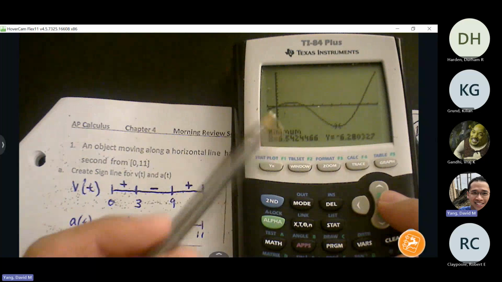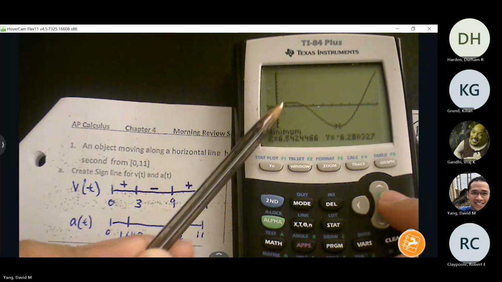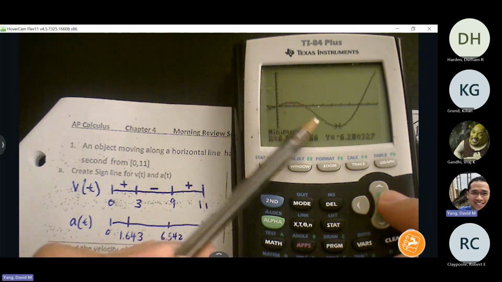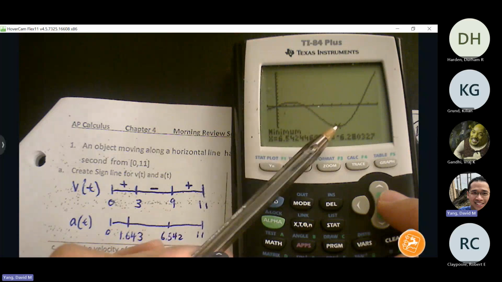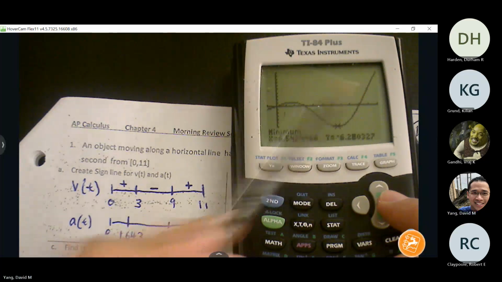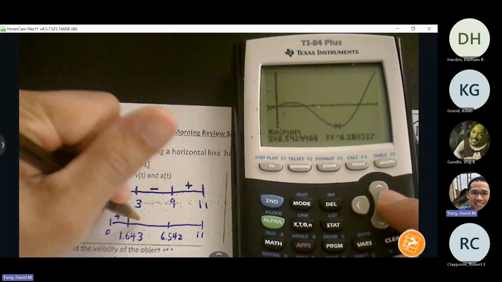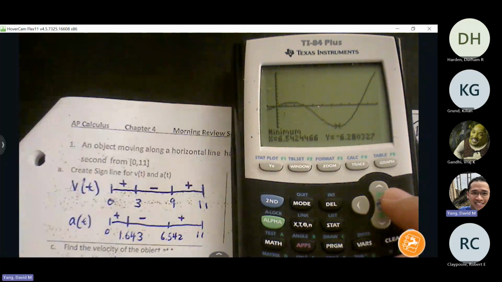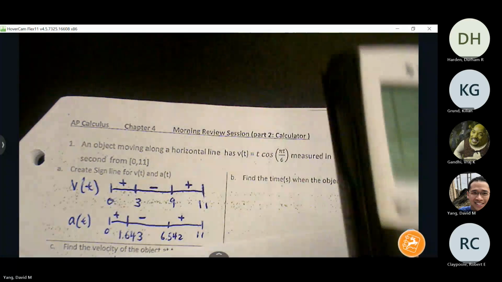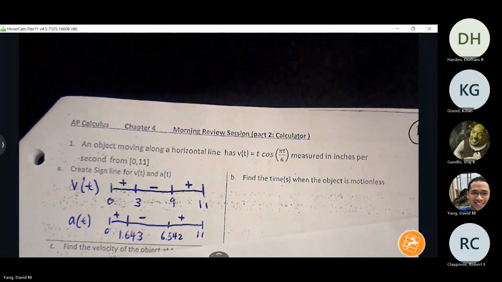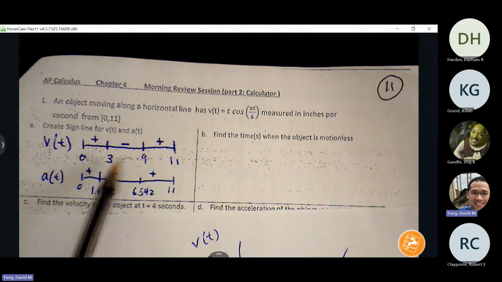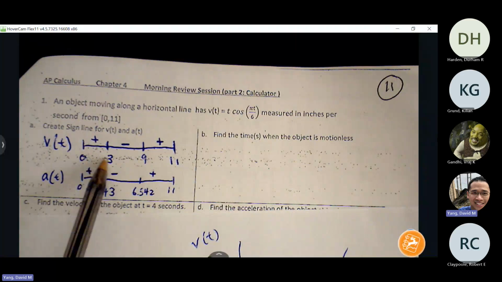Okay, so now we look at the slope, right? Positive slope would mean my acceleration is positive. Negative means my acceleration is negative. So I have positive, negative, positive acceleration. Okay, find the times when the object is motionless. Motionless is when velocity is 0. So at 0, 3, 9.